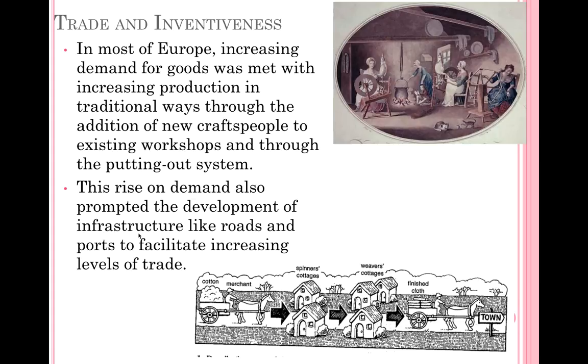So, what we have here is the cottage system, where people trained in a certain area, such as weaving, would come together and produce goods. But here we have the putting out system, where you have different locations, the spinners moving on to the weavers, finished cloth takes it to town. So you have multiple people doing one thing and passing it along.